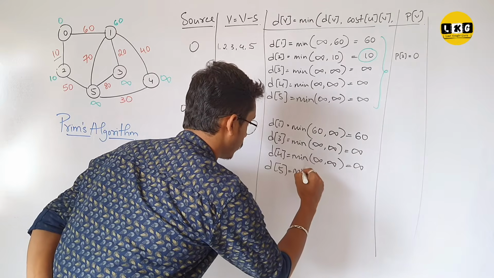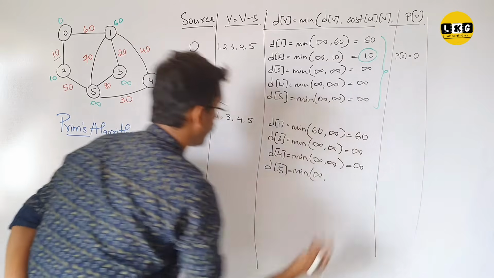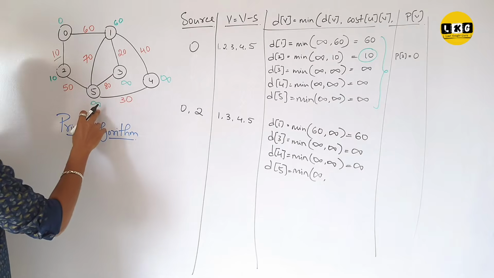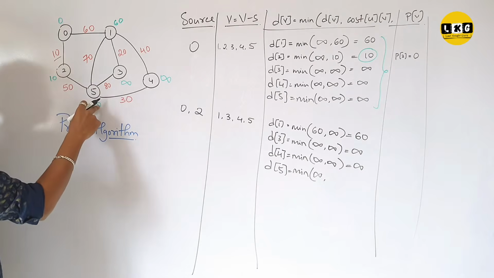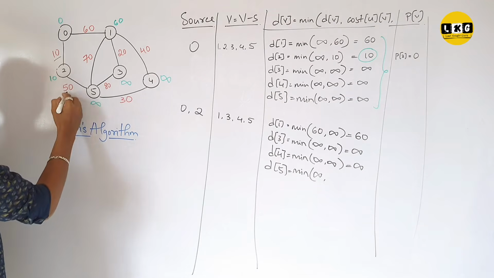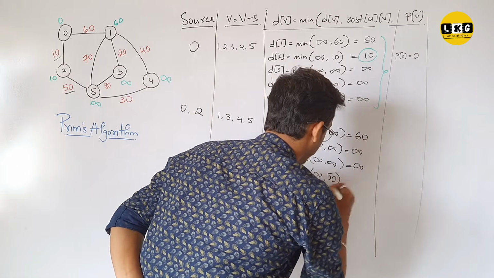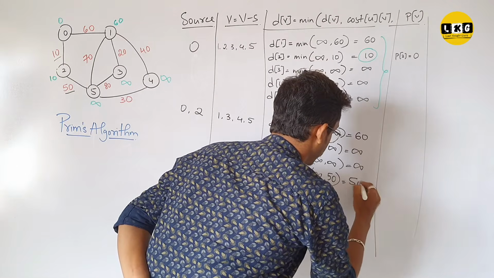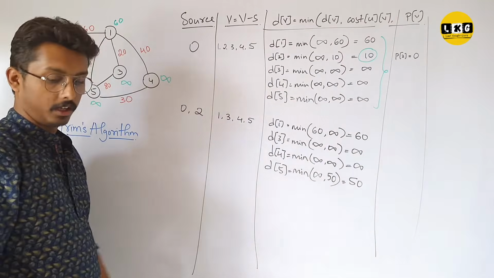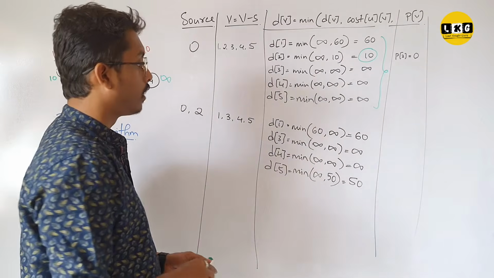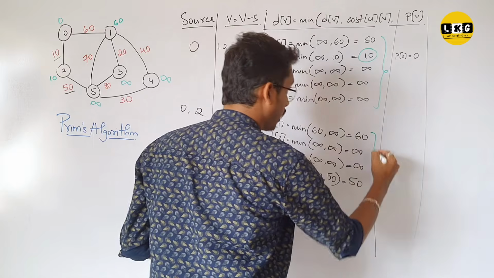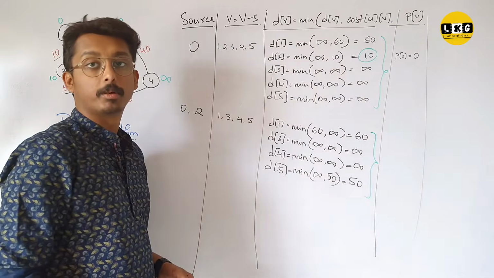Next comes d of 5. d of 5 is equals to minimum of infinity, comma. Why infinity? Because cost is infinity. Can we go from 2 to 5? Yes, we can go from 2 to 5. What is the cost? The cost is 50. Yes, I can go from 2 to 5 and the cost is 50. So the minimum is also 50. Now what we need to do? We need to find minimum amongst this.